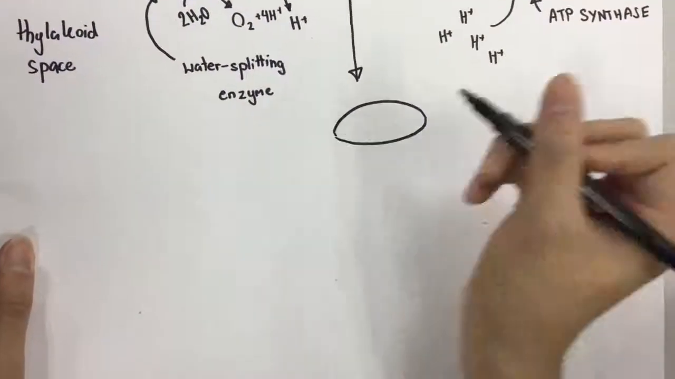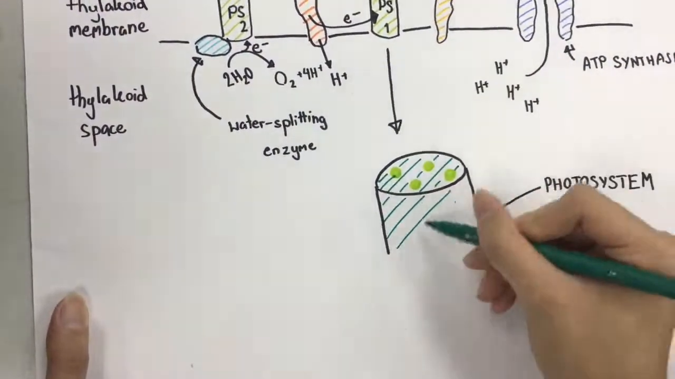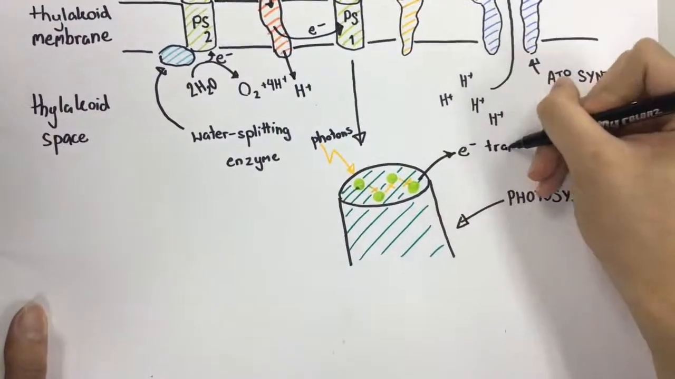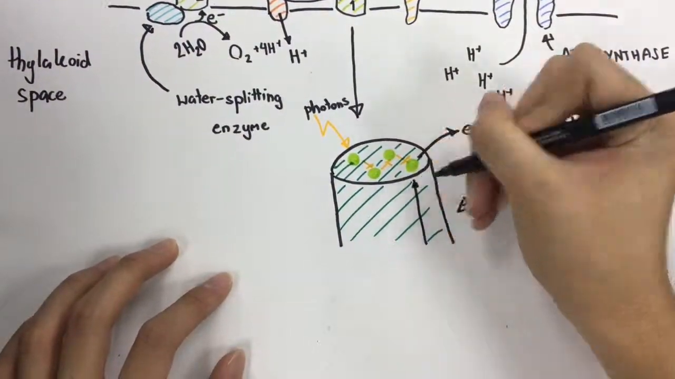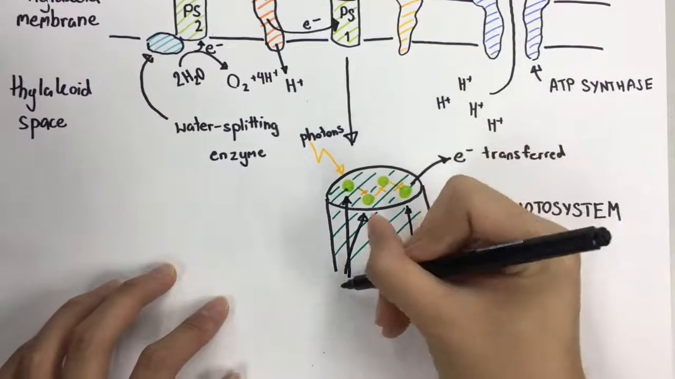In each photosystem, photons of light hit chlorophyll molecules, and energy will pass from one chlorophyll to another until it reaches the reaction center, where electrons will be transported further.